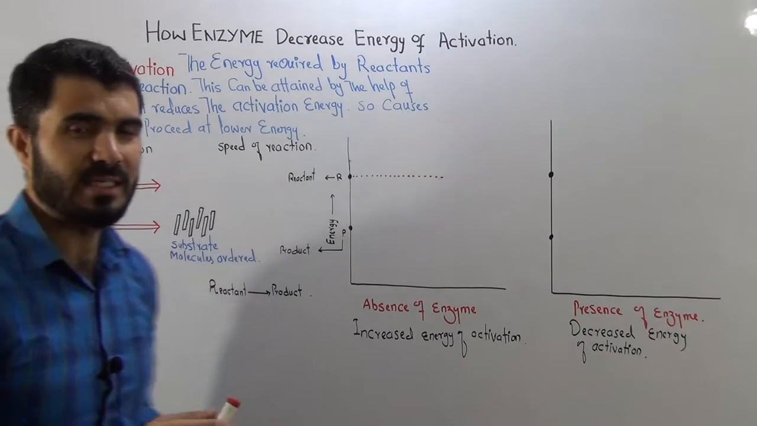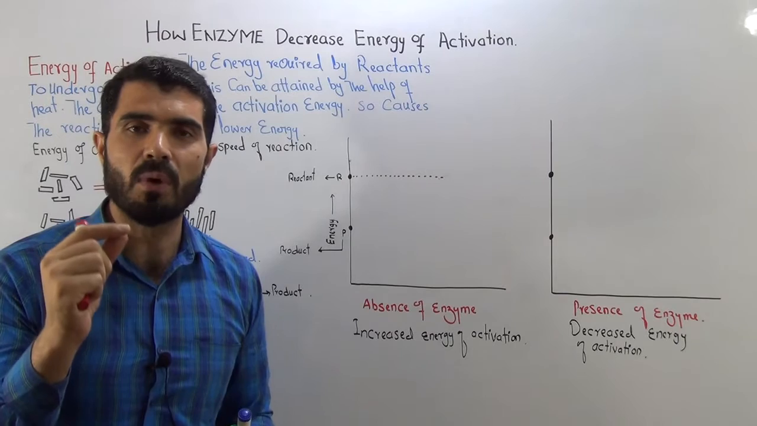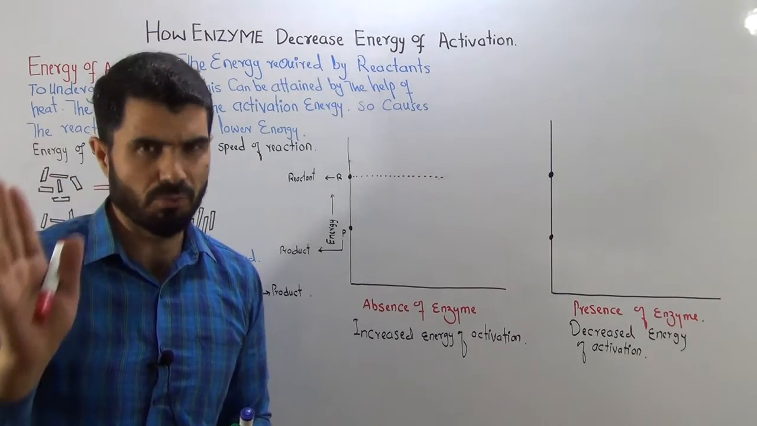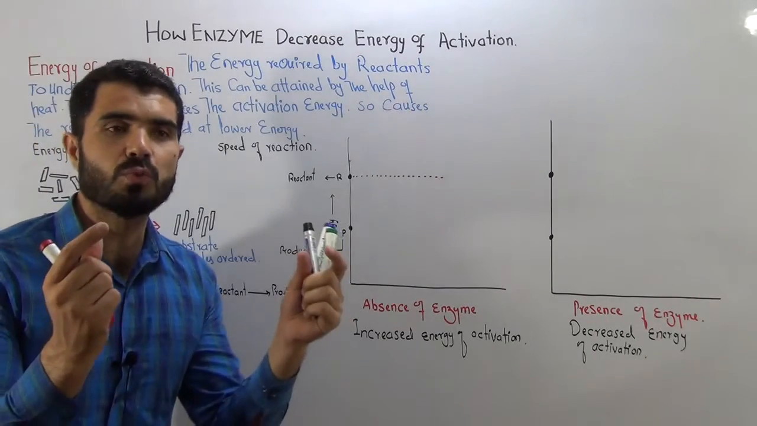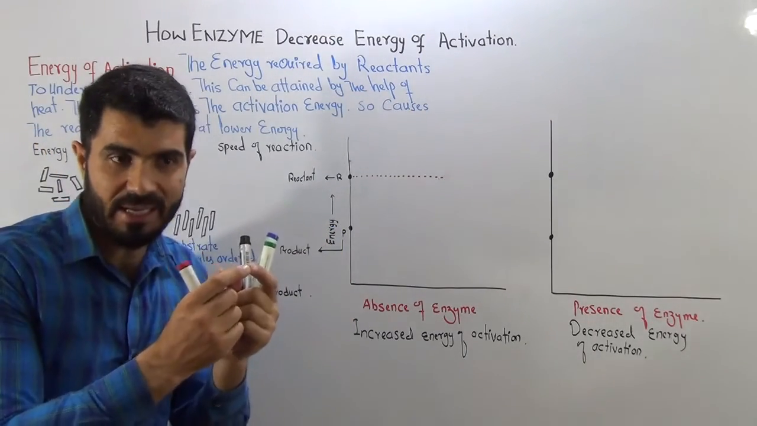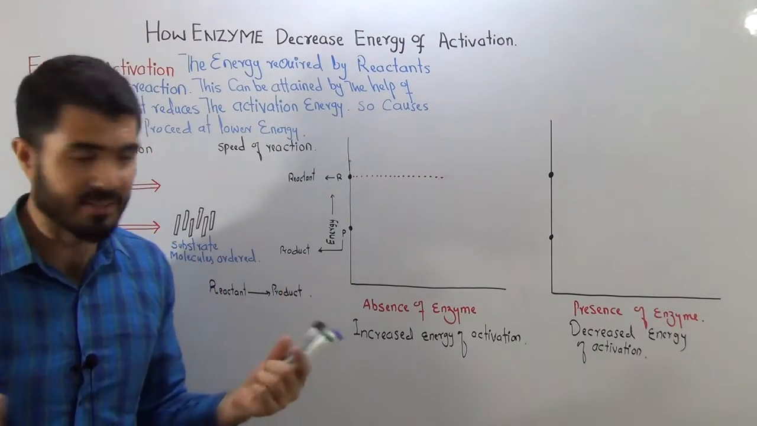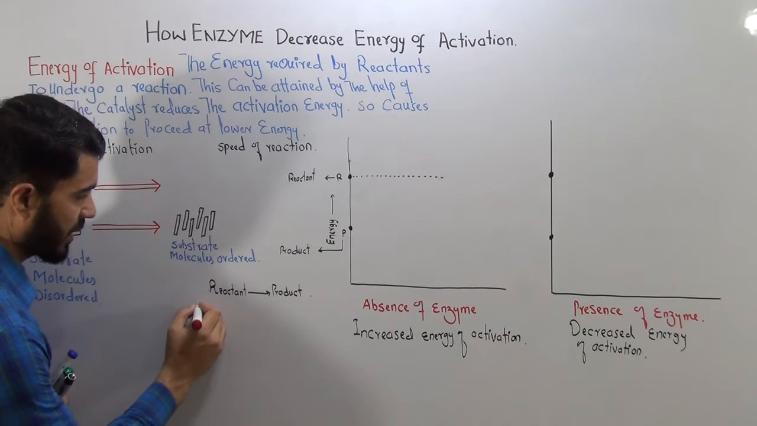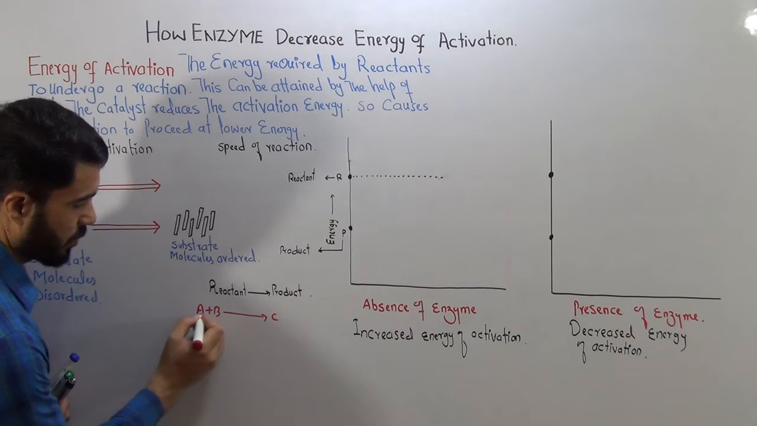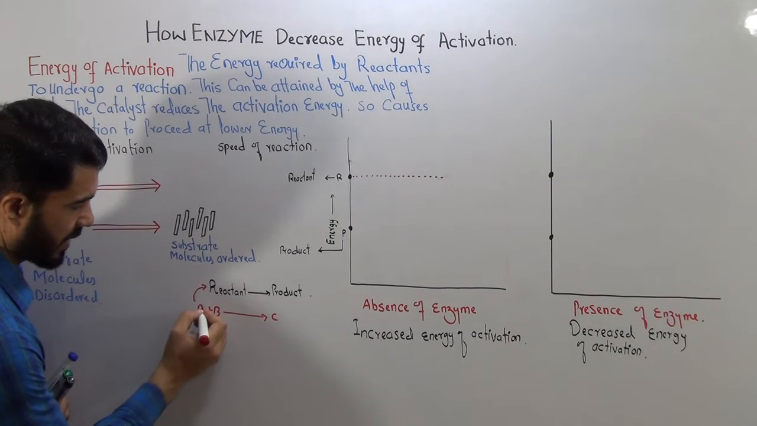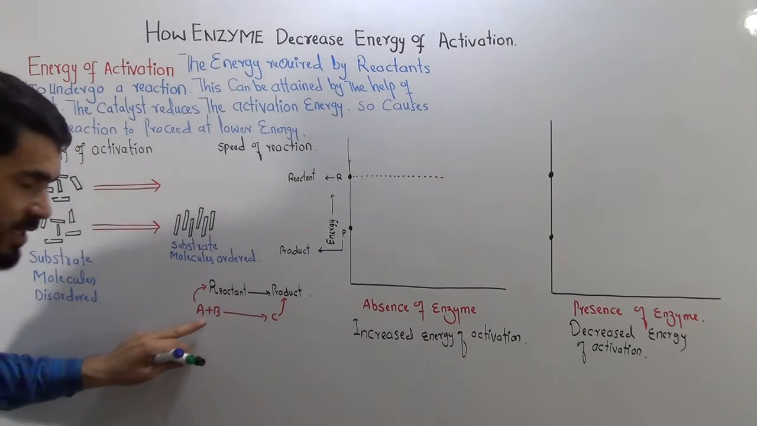Energy of activation is that minimum amount of energy which is required for the reactants. You know what a reactant is? Reactants are those molecules which are going to react with each other in order for the reaction to take place. Reacting molecules are reactants. For example, we are going to react A plus B to get C. So A plus B is our reactant and C is our product.